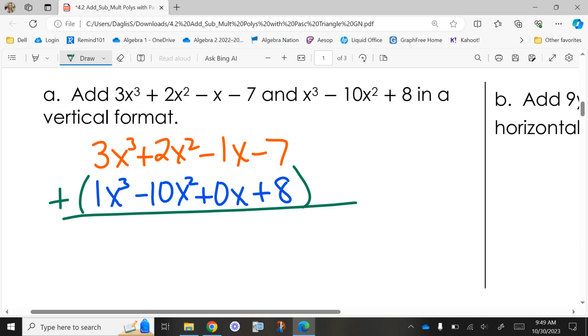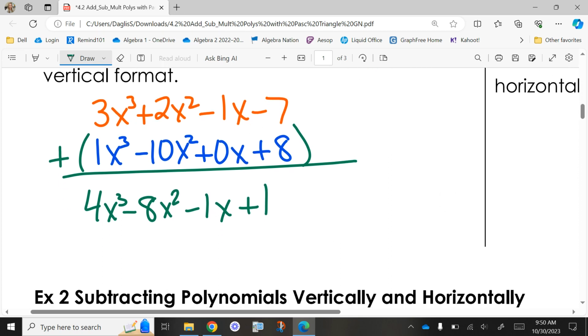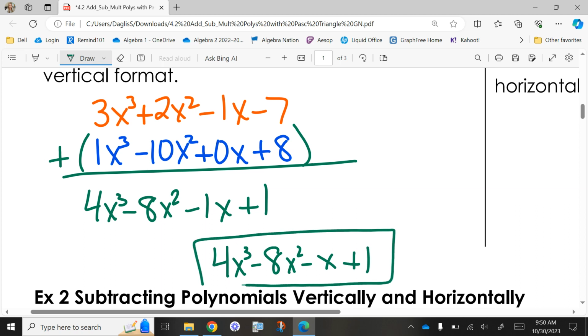So 3x cubed and 1x cubed gives me 4x cubed. 2 minus 10 gives me negative 8. Negative 1 plus 0 gives me negative 1. Negative 7 plus 8 gives me a positive 1. And when we write our answer, we usually don't put that 1 in front of that x. Like that.